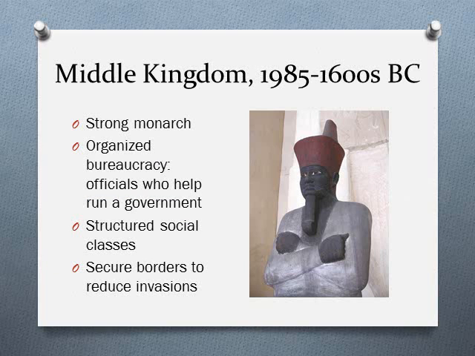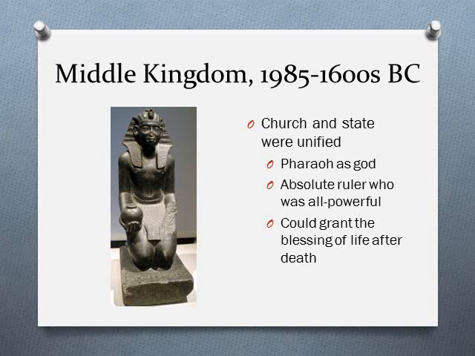Next came the Middle Kingdom, which was also characterized by strong monarchs. You see one of those engraved in a statue at the right. It had an organized bureaucracy or group of officials who helped to run the government, highly structured social classes, and secure borders that reduced invasions. The Middle Kingdom unified the church with the government or the state of Egypt.